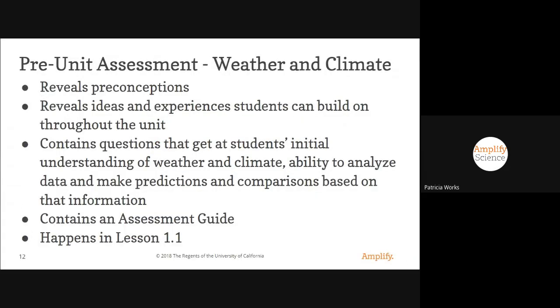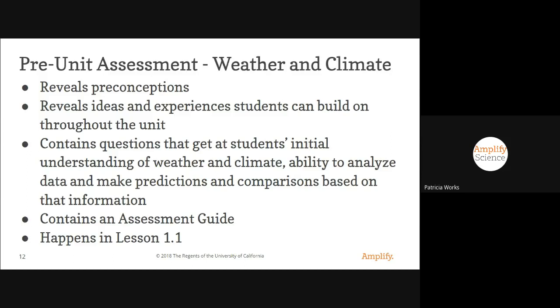The pre-unit assessment reveals preconceptions, and it also reveals ideas and experiences that students can build on throughout the unit. It contains questions that get at students' initial understanding of weather and climate, their ability to analyze data and make predictions and comparisons based on that information. There is an assessment guide, and this all happens in the first lesson, 1.1.